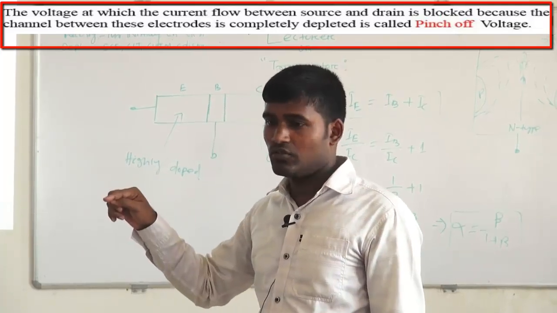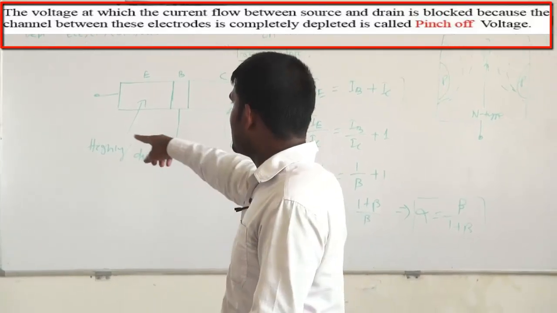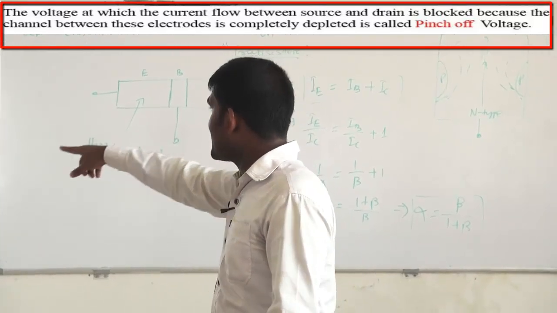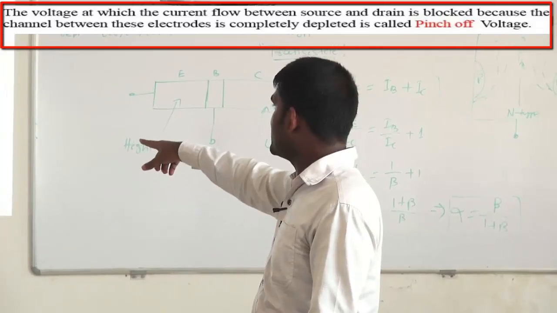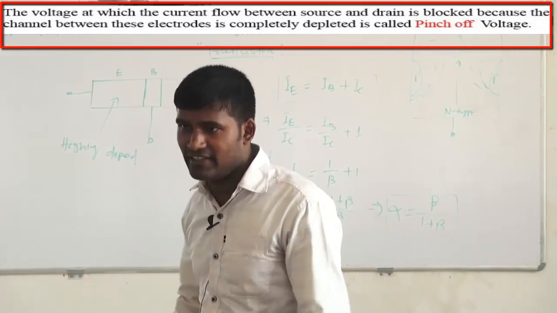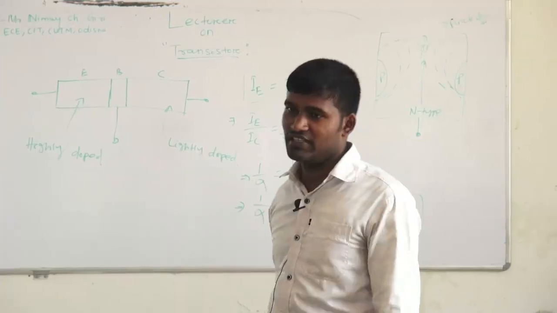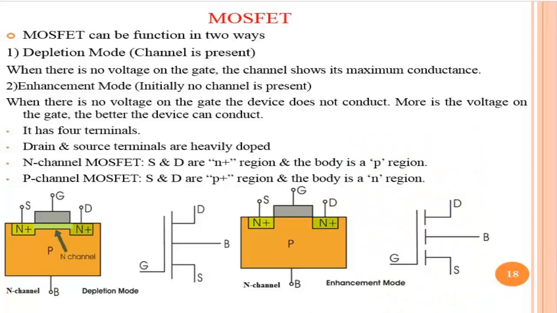Source to, current flowing from source to drain is blocked, because the channel between these electrodes is completely depleted. This is called pinch off voltage. Understood? Next one, MOSFET, metal oxide field effect transistor.